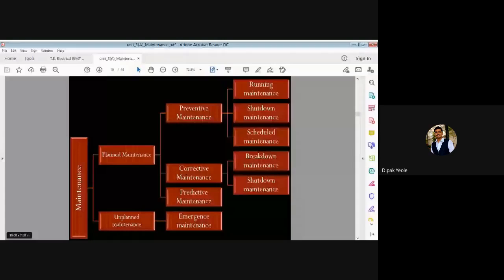So I have made one tree diagram. So this tree diagram you have to remember in a specific fashion, so that you do not have to mug up this diagram. Yes. So the maintenance is divided into two parts. First is planned maintenance. Obviously we have to make the plan.